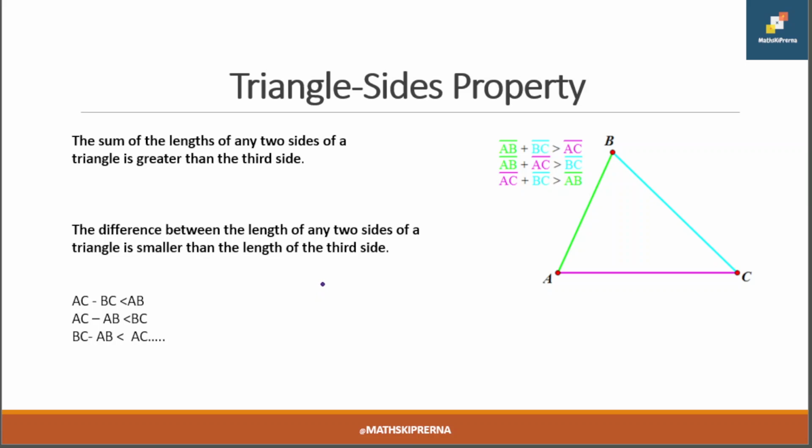There is also something with regards to the difference between the lengths of any two sides. If we subtract the lengths of any two sides, it will always be less than the third side. So we can denote this by these statements, which is AC minus BC will be less than AB, AC minus AB will be less than BC, and so on and so forth.